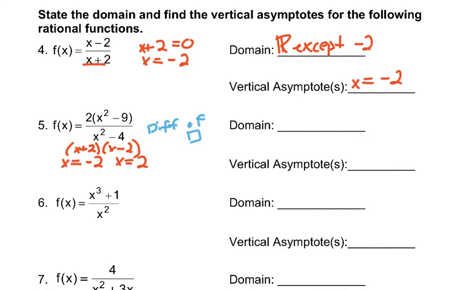So your domain is always all real numbers except those numbers that make the denominator equal 0. So here would be -2 and +2, which means we will have 2 vertical asymptotes. We'll have a vertical asymptote at x equals -2 and a vertical asymptote at x equals +2.